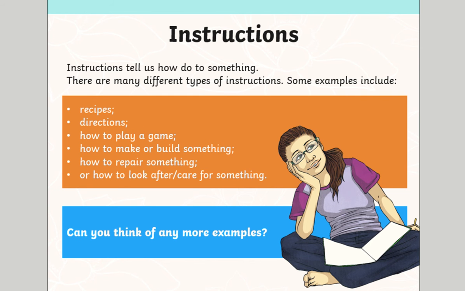So instructions tell us how to do something. There are many different types of instructions. Some examples include recipes, directions, instructions for how to play a game, how to make or build something, how to repair something, or maybe how to look after or care for something. Can you think of any more examples?